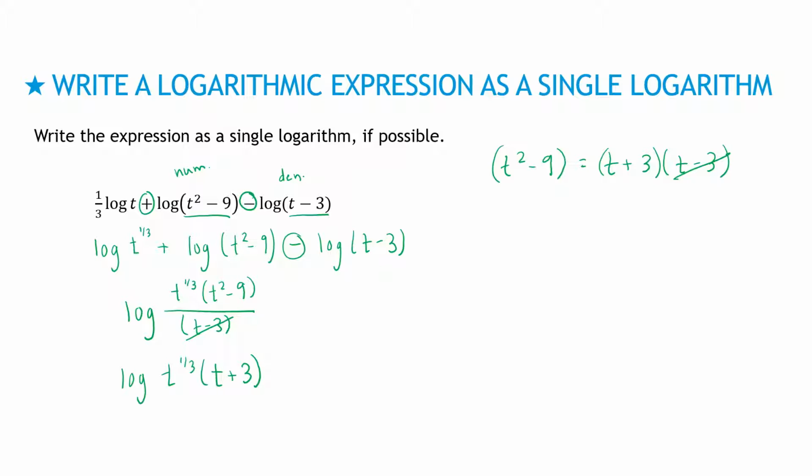And I'd probably leave it just like that. Put the parentheses around the whole thing so it's clear that the log is of that entire expression. I could distribute the t to the 1/3, but I don't think it would make it any clearer. So that's my final solution.